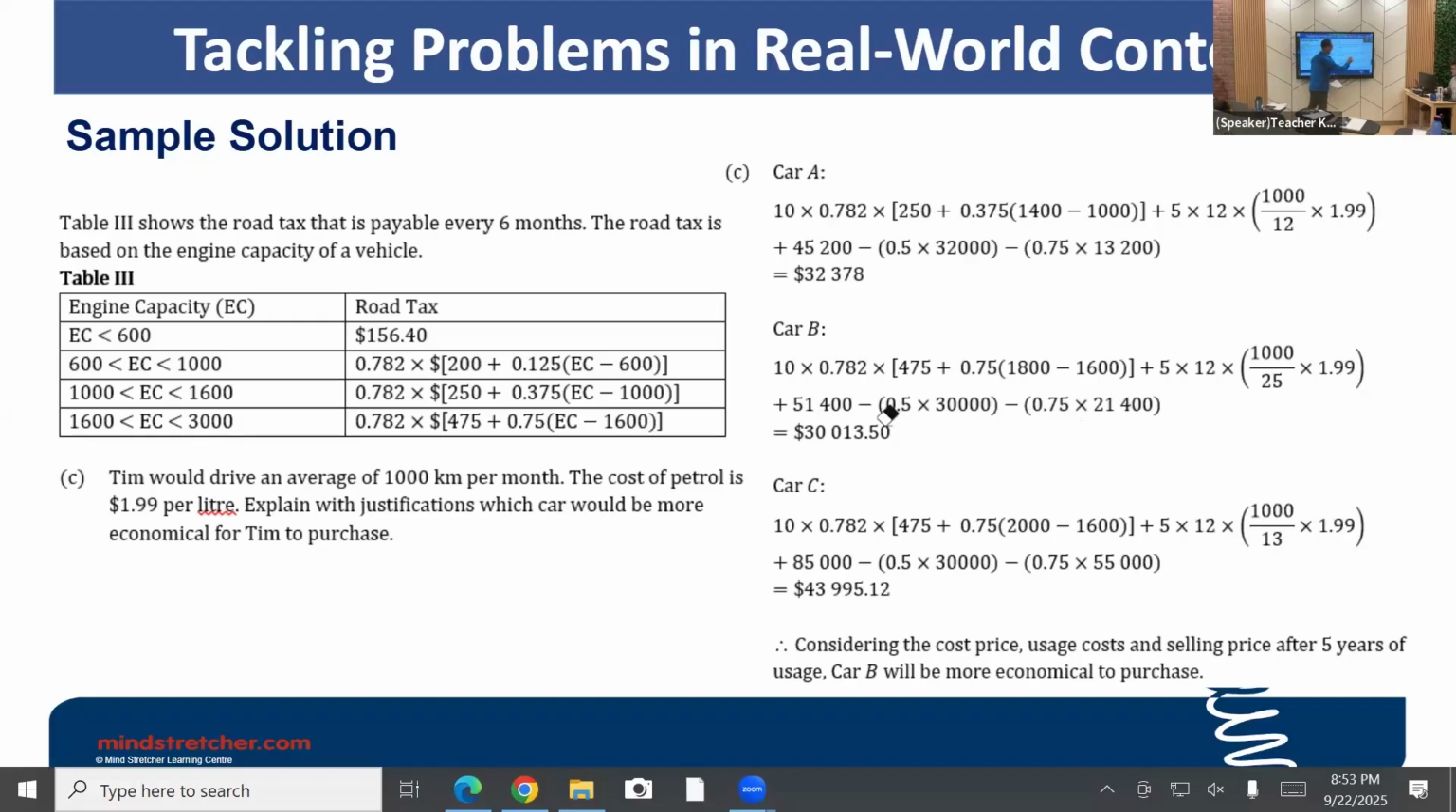As for the next one, car C, first, same thing, we will have 10 times. But what is this here? This road tax, we will have to consider which one. Because the engine capacity is 2,000, similarly, we are using the last row here, that is 475 plus 0.75 times 2,000 minus 1,600. So this is to find out the road tax only. Then subsequently, this portion here is to find out the petrol cost.